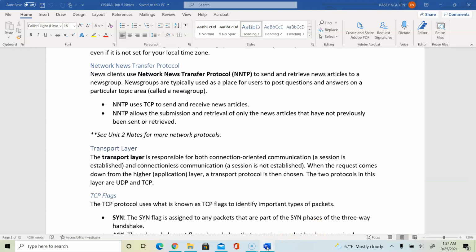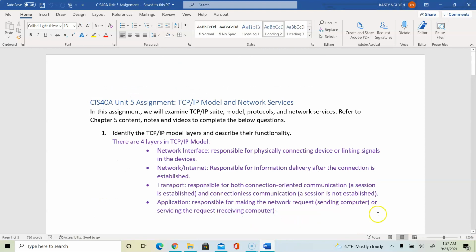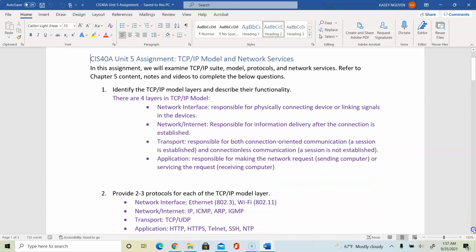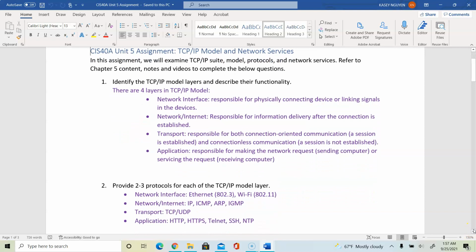Now let's go to the assignment, and we will start answering some of the first few questions. The first question asks you to identify the TCP/IP layers and describe the functionality. There are 4 layers in the TCP/IP model. Starting from layer 1, you have the network interface, which is responsible for physically connecting devices and linking signals in the devices, especially with your network interface card and your cable.